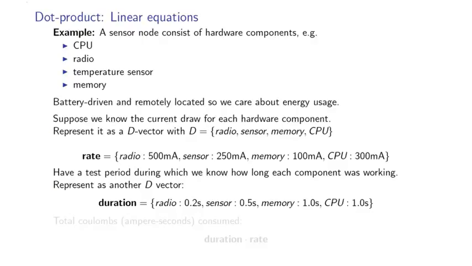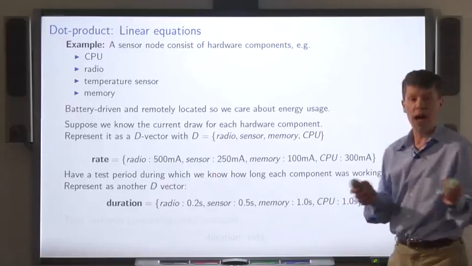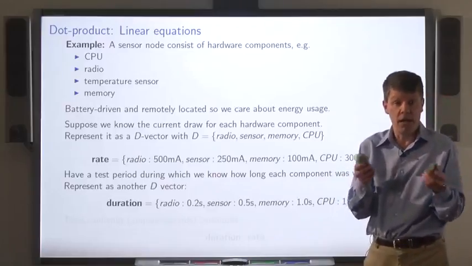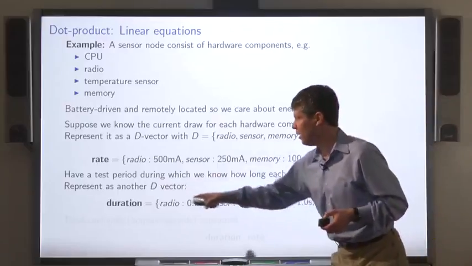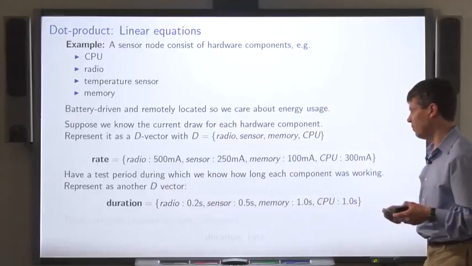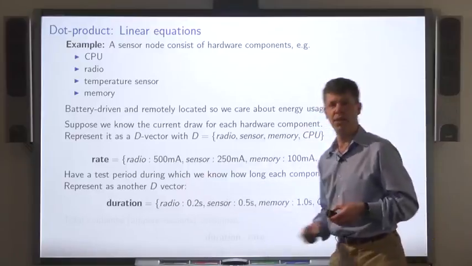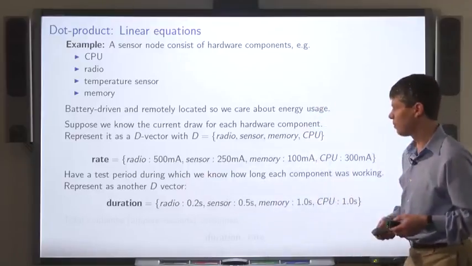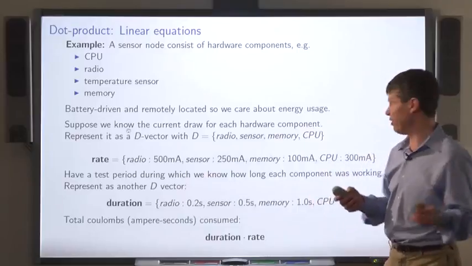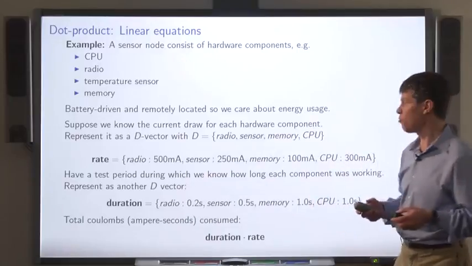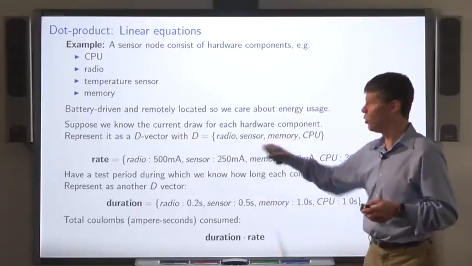Let's say we have a test period during which we know how long each hardware component is on. So this might be the vector representing a test period. So the radio was on during the test period for 0.2 seconds, and so on. The total amount of energy consumed during the test period can be expressed as the dot product of the duration vector with the rate vector.